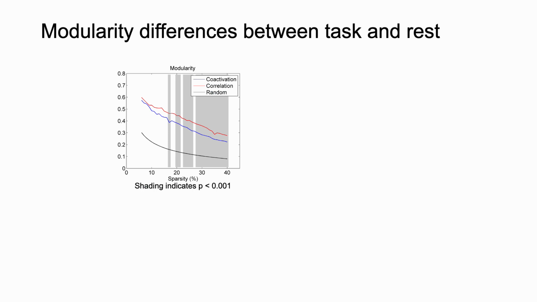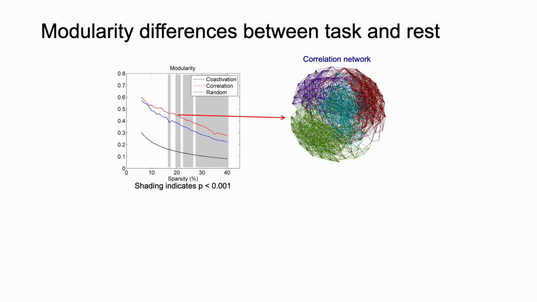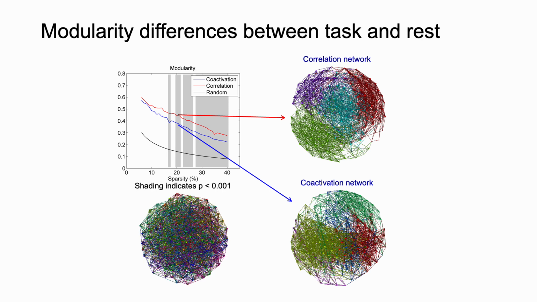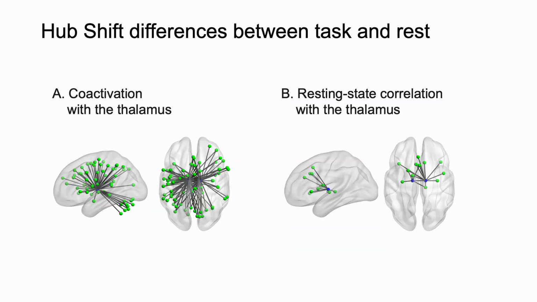So this is showing the graph theoretical measure, the modularity, between coactivation, correlation, and a random network. And this is the correlation network showing different regions. This is the coactivation network, and this is the random network. And using this analysis, what we could find is that for coactivation, the thalamus was more active, while for the resting state, it was much less so.